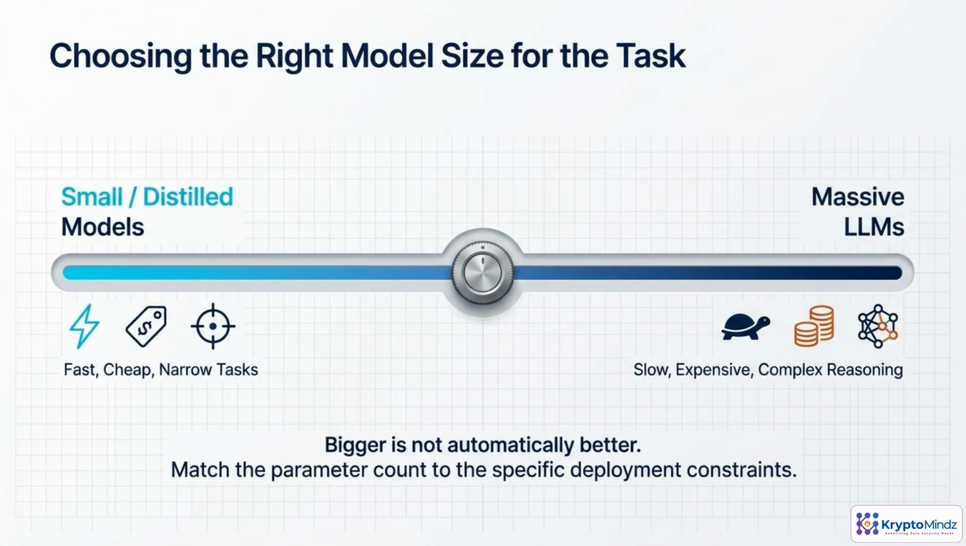Choosing model size is about fit, not bragging rights. Smaller or distilled models shine when you need fast responses, low cloud bills, and easy deployment to CPUs or edge devices. They're ideal for focused tasks like routing, classification, or simple chat. Larger models make sense when your tasks are messy, open-ended, or require long context and richer reasoning. Start small, measure, and only scale up when the added capability clearly pays for itself.